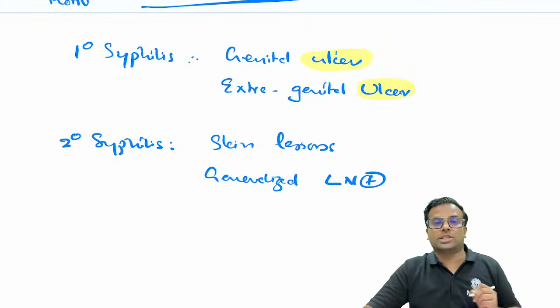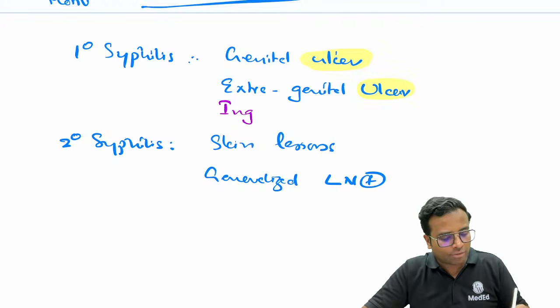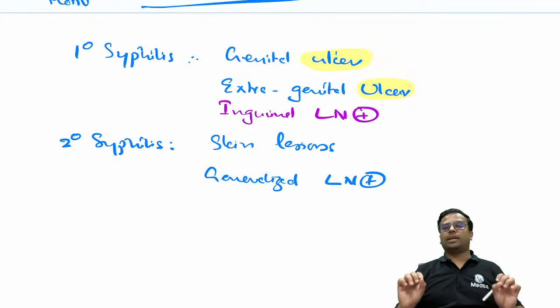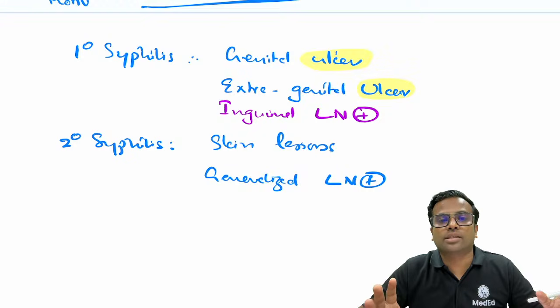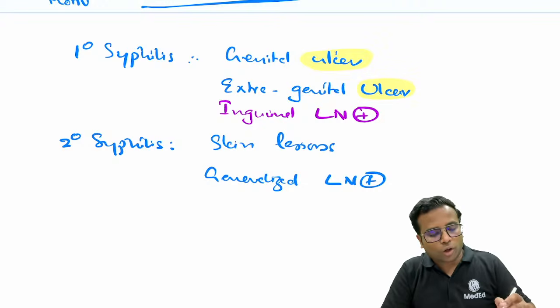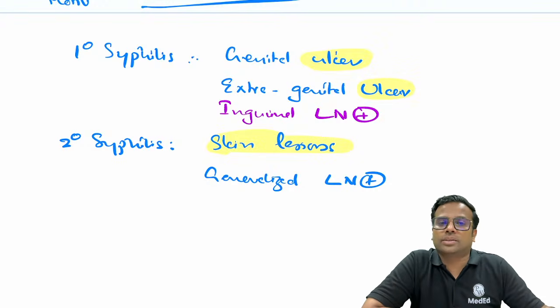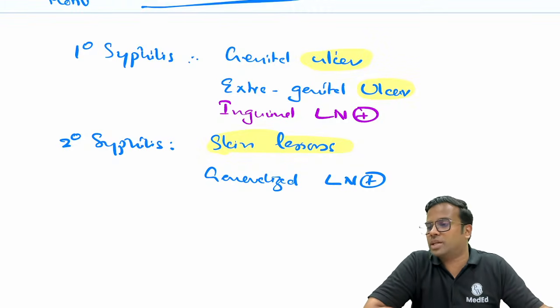Generalized lymphadenopathy. But what happens in a primary syphilis? Here you have an inguinal lymphadenopathy. So in primary syphilis, the lymphadenopathy is limited to the inguinal region, and in secondary syphilis, the lymphadenopathy becomes generalized lymphadenopathy and a lot of skin lesions. So because of the skin lesions, that is why the patient usually comes to the dermatology OPD, not an internal medicine OPD.